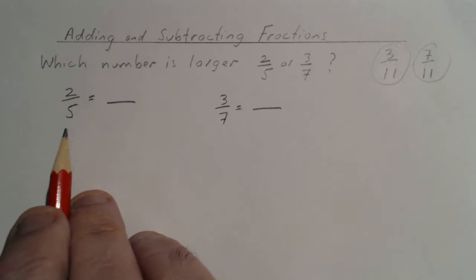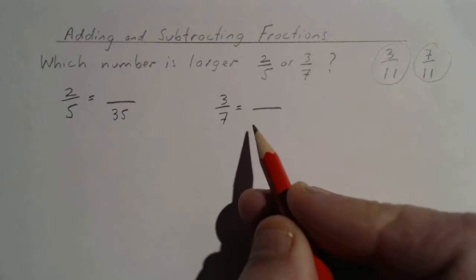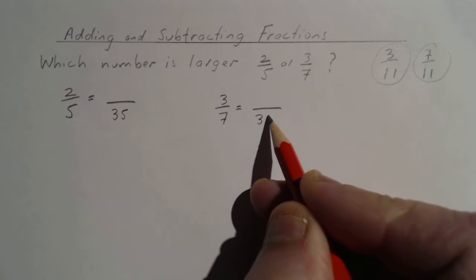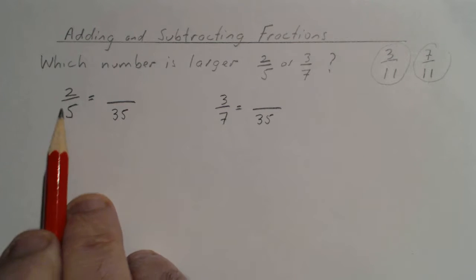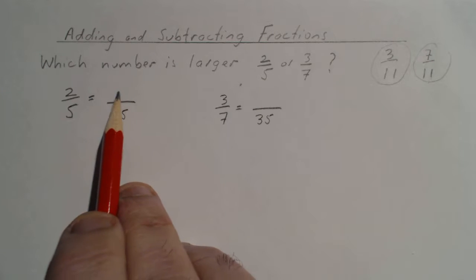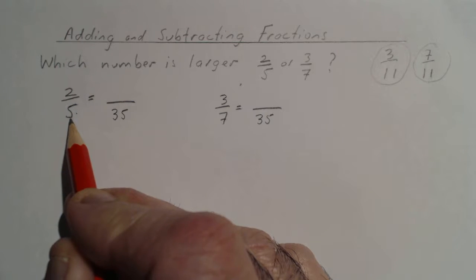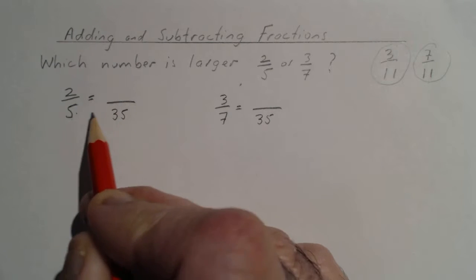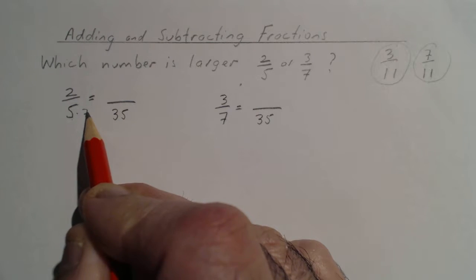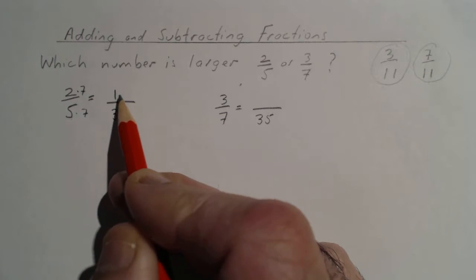Why 35? Because 5 times 7 gives 35. So both of these denominators divide evenly into 35. So now you can see we have 2 over 5 and we can find the numerator here by finding a number. 5 times what gives 35? That number is 7. So therefore 2 times 7 will give 14.